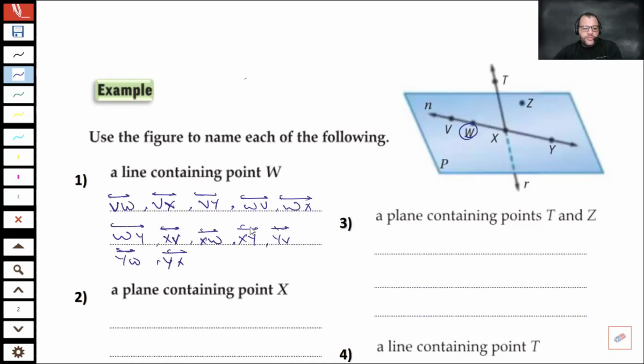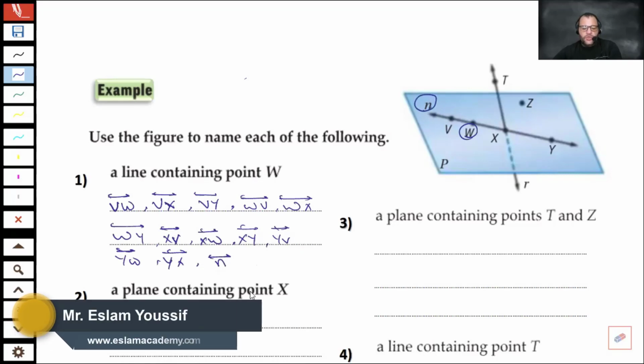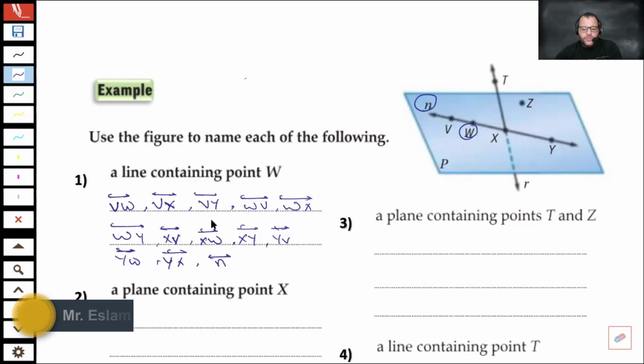Or it could be with a small letter. This small letter is a line N. You understand it? Yes. So we have to write them all? Just write one. In the exam, I will give you the choices. I only write all of the names to show that you can find only two names, only two letters in any order, just to know how we can write it.